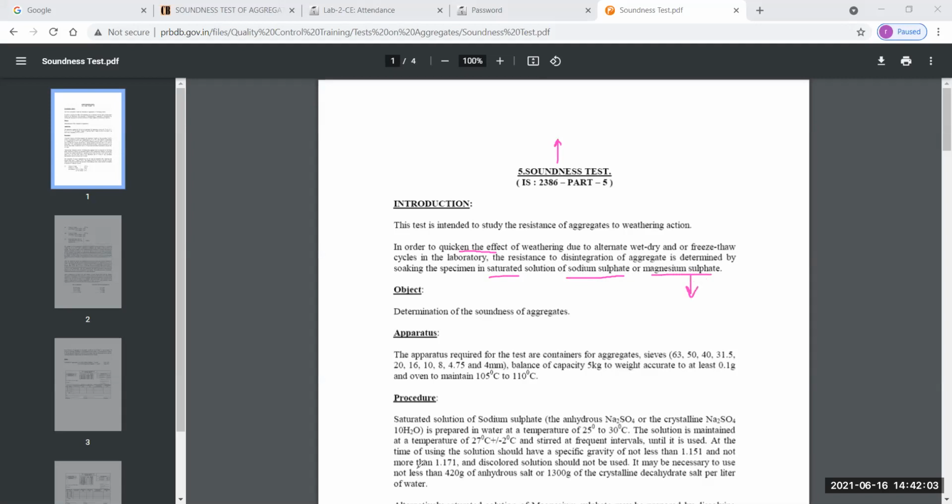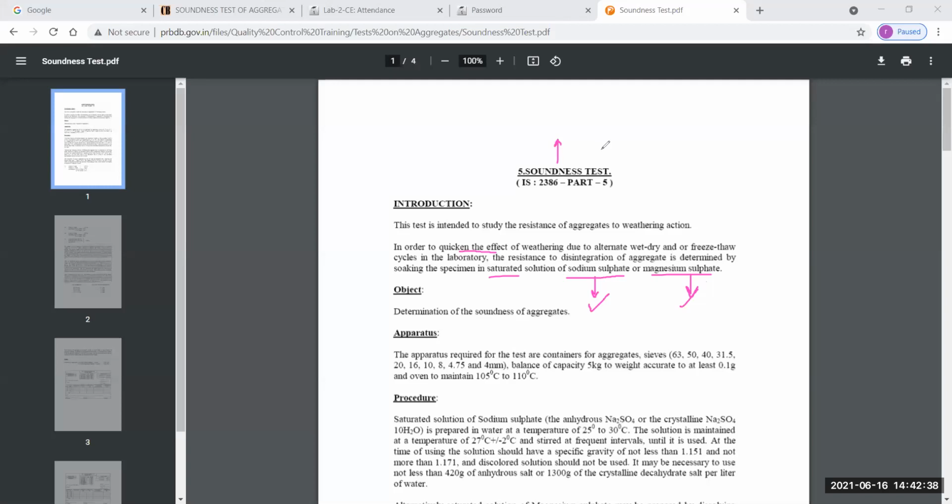So basically two chemicals are used. One is your sodium sulfate and another is your magnesium sulfate. So basically these two chemicals will be used during the test of soundness for an aggregate.